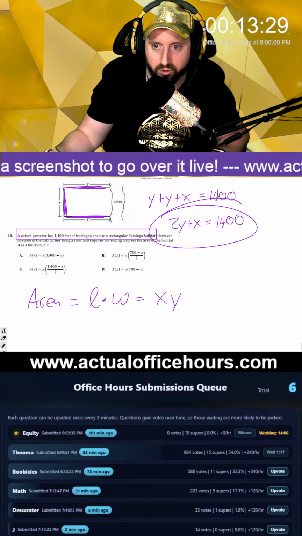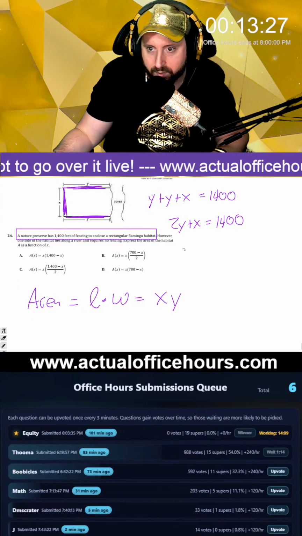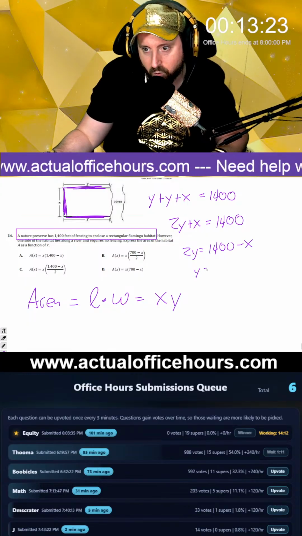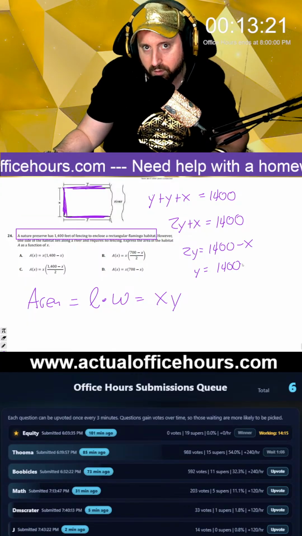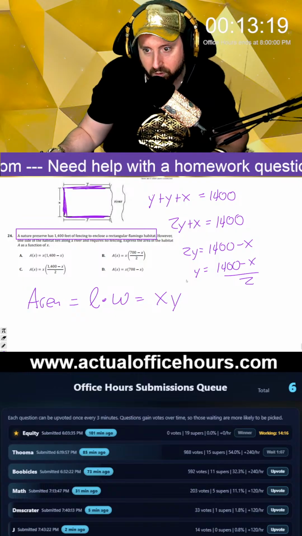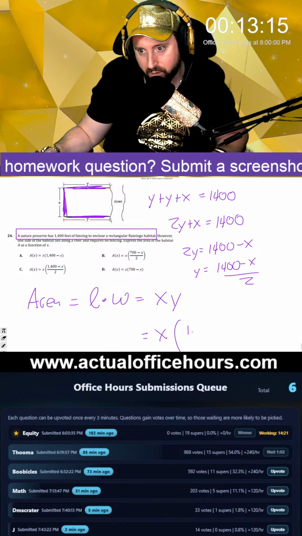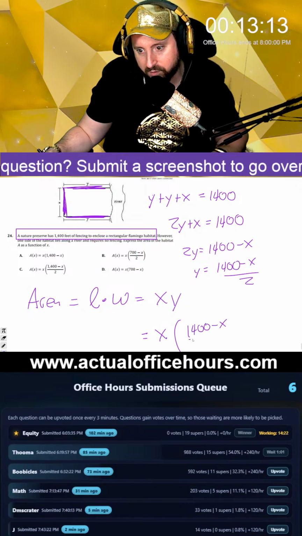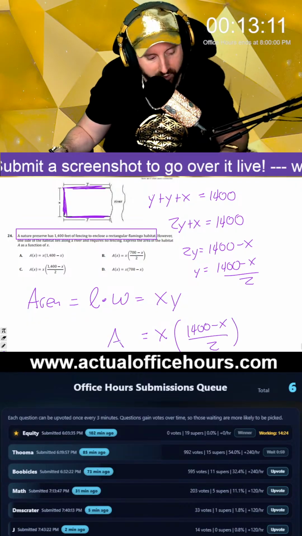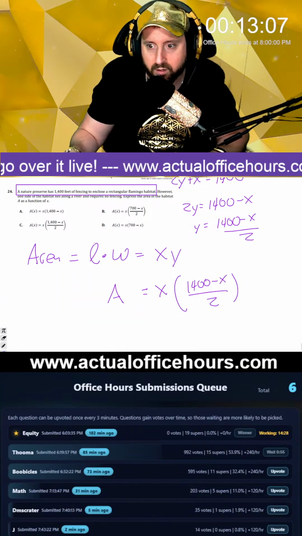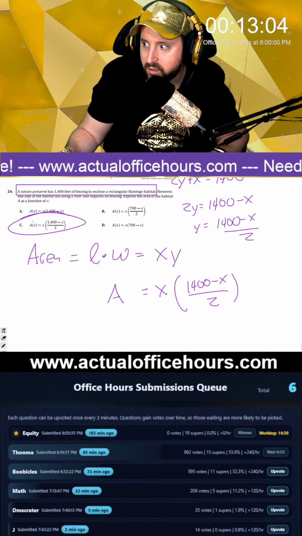Okay, so this tells me, cool, that 2y is equal to 1,400 minus x. So then y is equal to (1,400 minus x) all over 2. So then I can plug that in. And so I would get x times (1,400 minus x) all over 2, and that's equal to the area. So there you go. That's area as a function of x. That would correspond to choice C.